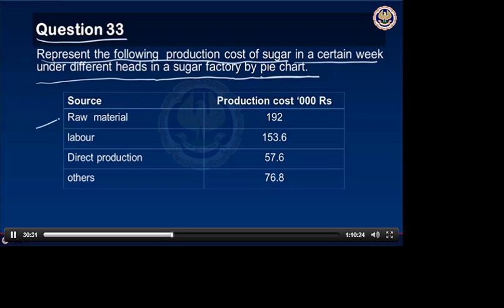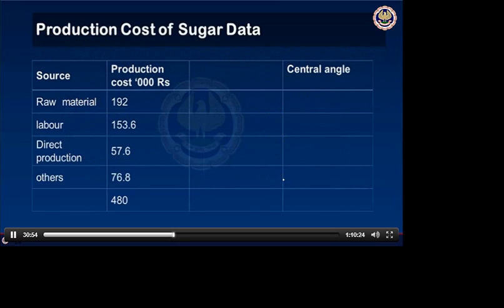So the raw material is 192. The figures of production cost are in thousands, so it is 1,92,000. Then labor is 153.6. Direct production is 57.6, and the cost of other material is 76.8. So this is the data which is given, and we are required to make a pie chart. So first, we are going to put this data in a tabular form.